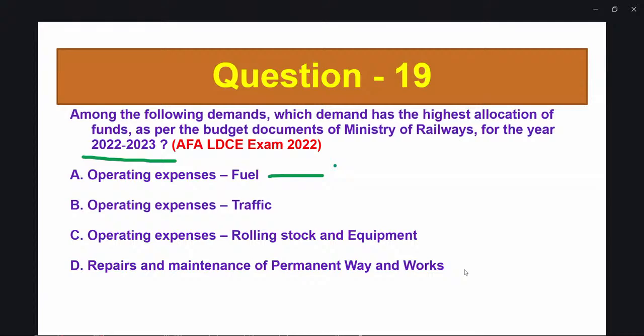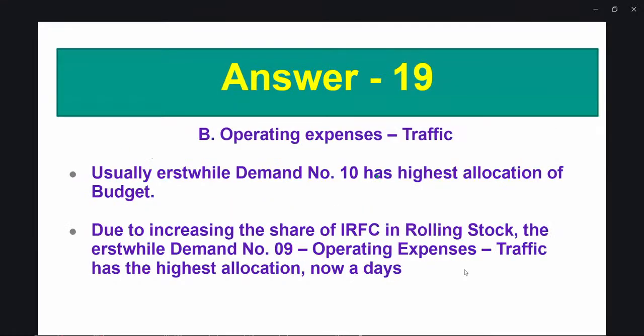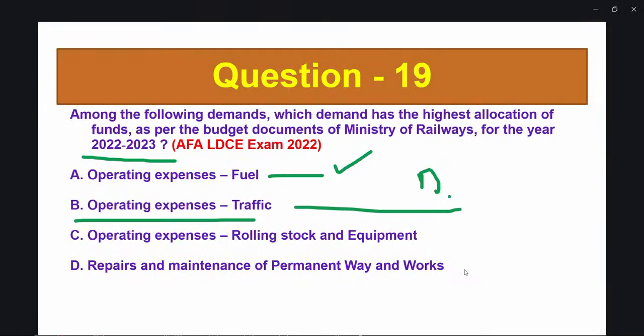Fuel is the highest. But now the diesel rates are reduced. The HSD oil consumption is down because of the electrification, 99%, and the leftover consumption rates are also reduced, and this demand number 9 is going to be highest. But this is the 22-23 latest year, we'll check later. But most of the times it is demand number 9 or 10.